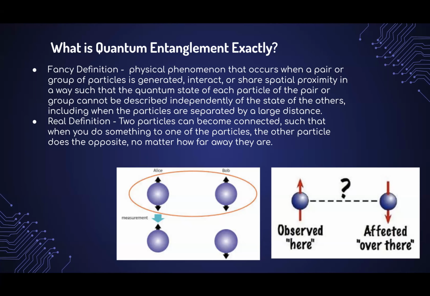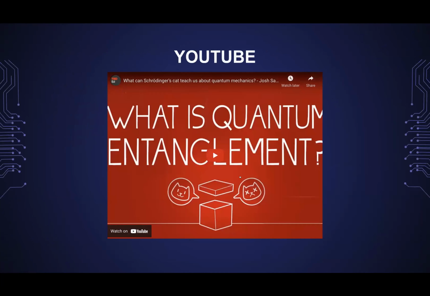The more broken down definition is that 2 particles can become connected such that when you do something to one particle, the other particle does the opposite, or not necessarily the opposite, but is at least affected. And this has been shown no matter the distance. You could take 2 particles, entangle them first, separate them to opposite sides of the universe, and when you affect one, the other will be affected. It's a very cool phenomenon. And this YouTube video, I think, will help explain it a lot better.